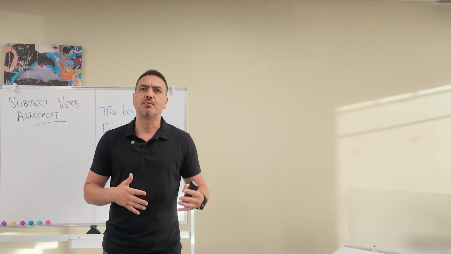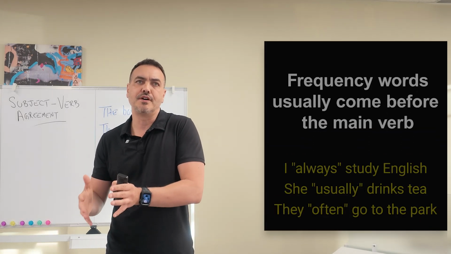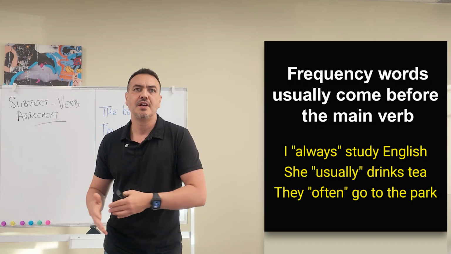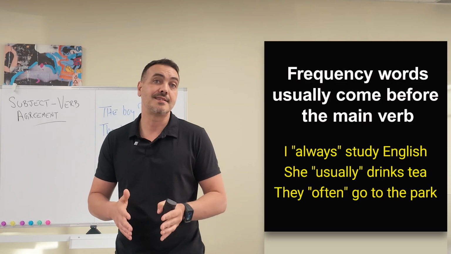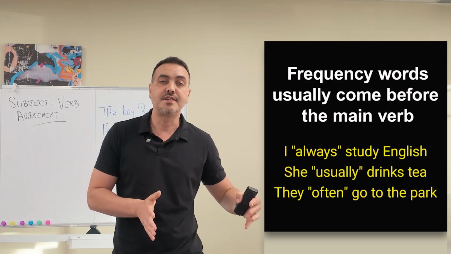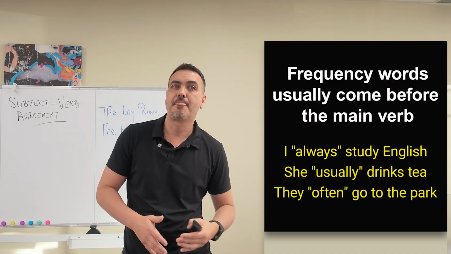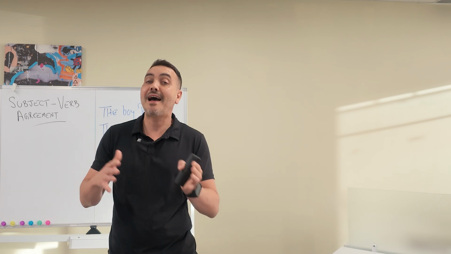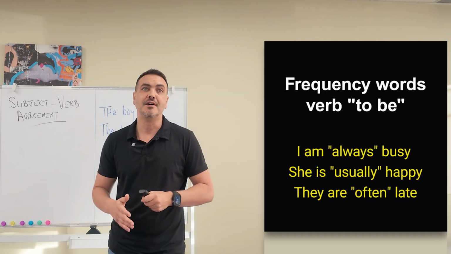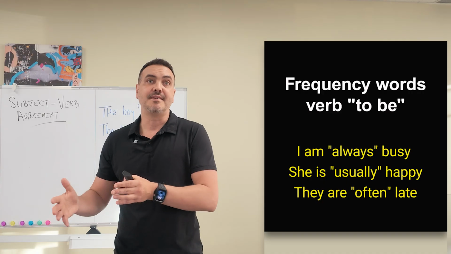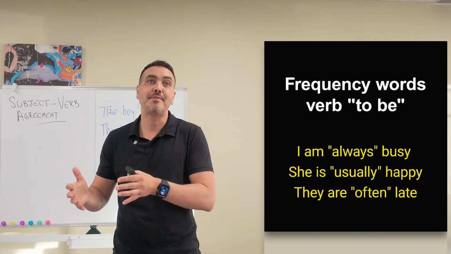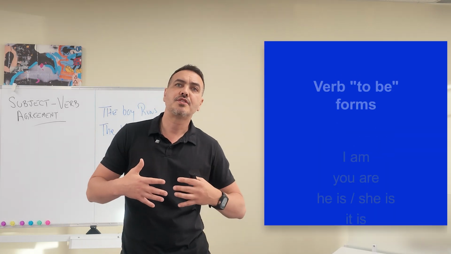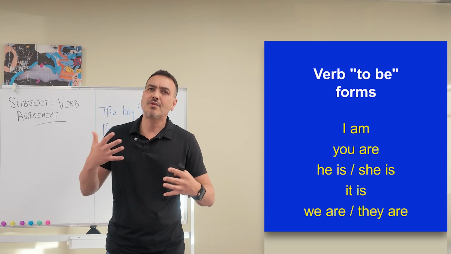Usually, frequency words come before the main verb. For example, I always study English. She usually drinks tea. They often go to the park. But with the verb to be, the frequency word usually comes after the verb. For example, I am always busy. She is usually happy. They are often late. The verb to be is sort of special.